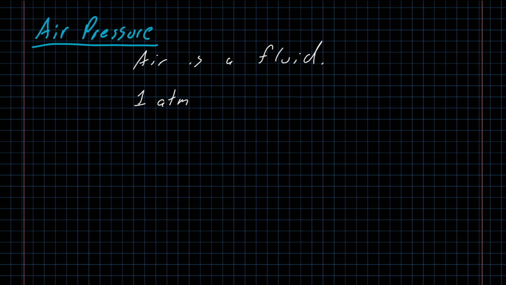Very often, to make life easy, we defined a unit. The atmosphere, ATM, is the amount of pressure that is caused by being on the surface of Earth underneath the atmosphere. One atmosphere is approximately 1.01 times 10 to the 5th pascals. And I'll also mention that that's on the ballpark of 15 psi.